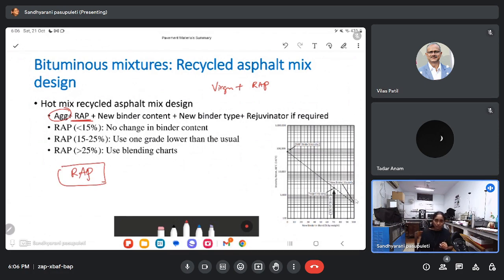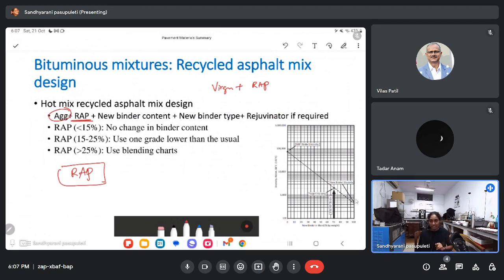Either using the ignition oven method, that means we heat the RAP aggregates. Initially we take the weight, then after that we heat the material for more time. Then we see what is the loss of the binder. Then again we keep heating. At the end, we make sure that all the binder is evaporated. Then we take the weight of that RAP. The difference is the binder content, that is one way.